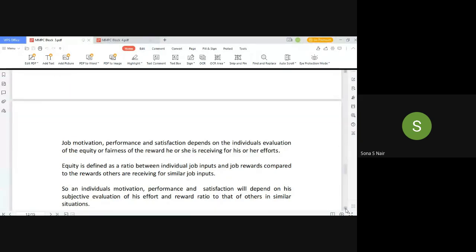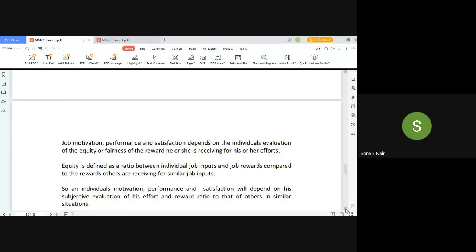we compare this effort with the efforts of someone else. That is what is equity. What is equity defined as? Equity is defined as the ratio between the individual's job inputs and job rewards compared to the rewards others are receiving for similar jobs. So if we believe equity is there, there will be motivation, there will be performance, and there will be satisfaction. If we believe no, equity is not there, someone else is getting better rewards for doing the same kind of work, we will stop working.